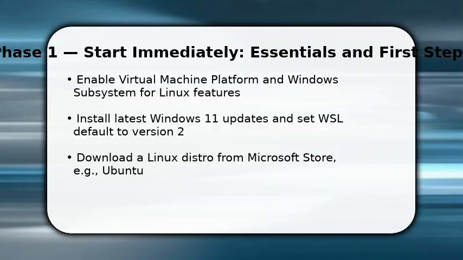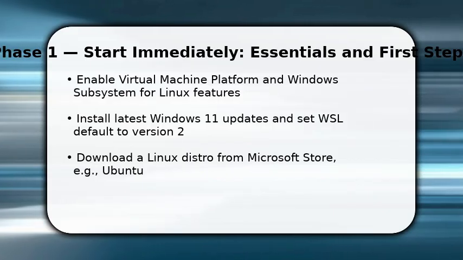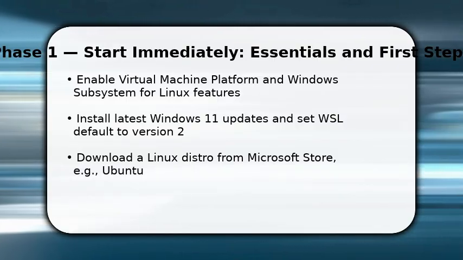You start by enabling Virtual Machine Platform and Windows Subsystem for Linux. This allows WSL2 to run. Next, make sure Windows 11 is fully updated so the kernel package installs cleanly. Open PowerShell as administrator and run the command to set WSL to version 2. This step toggles the runtime.